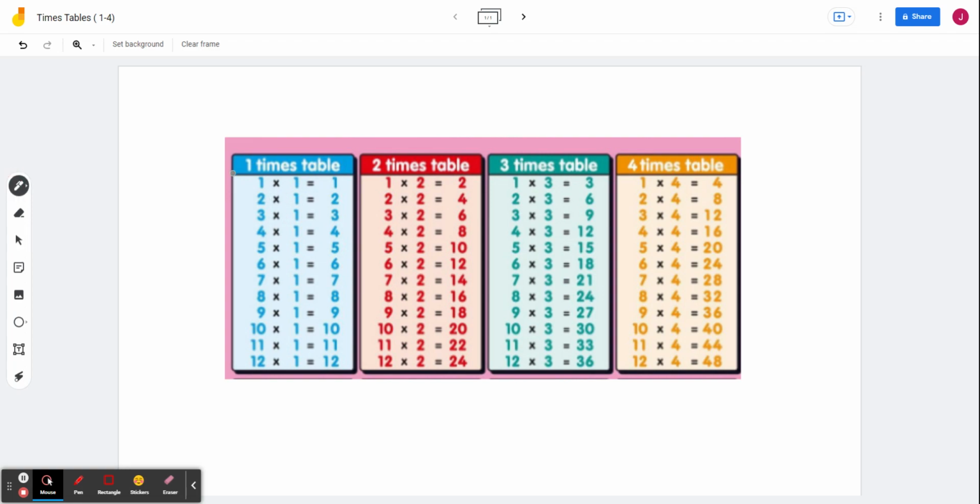On the 1's times table, any number that is multiplied with 1 will always equal itself. For example, let's look at our first one. We have 1 times 1. 1 times 1 is always 1.